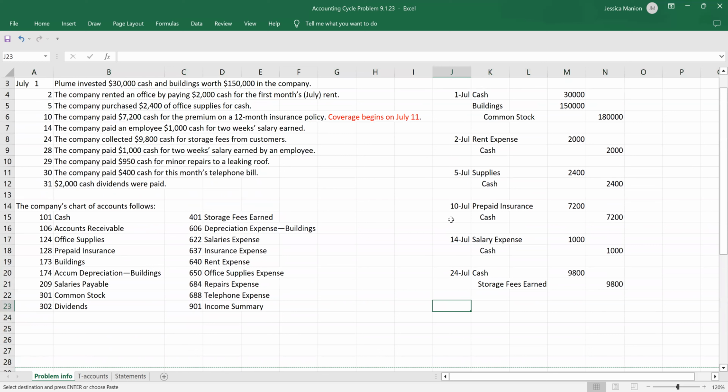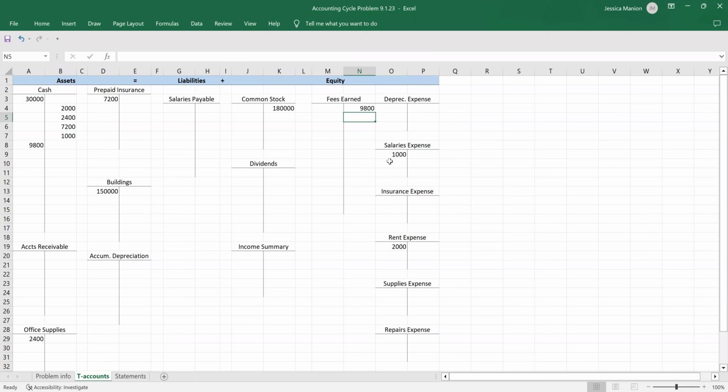Okay. What's our next one here? July the 28th. This one says the company paid 1,000 cash for 2 weeks salary earned by employee. Okay, so we already did this one back on the 14th. We know we have to debit salary expense for 1,000, credit cash for 1,000. We click post, we update our T accounts. We've got another debit to salary expense for 1,000, another credit to cash for 1,000.